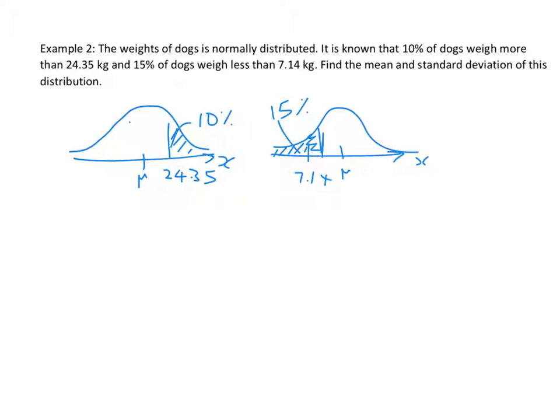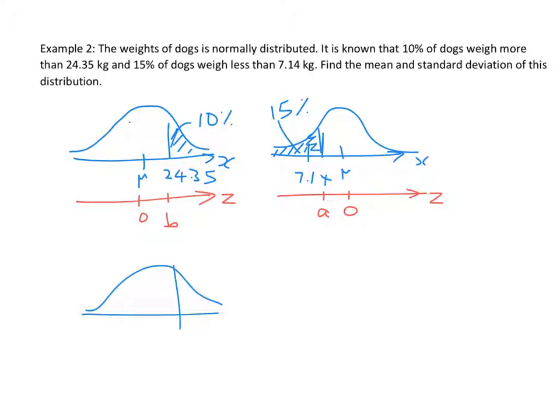Alright, so again I will relate this to the z-axis because that's how I'll find out what these numbers are. And again I have the mean lined up with the 0 for the z's, and I'm going to call these numbers 24.35, let's call that b, and let's call that a, which lines up with 7.14. I do need to use the cumulative inverse normal to get a and b. So for b I actually need to flip that around. So I have 0, b, and everything on z. And this I need to be 90% or 0.90.